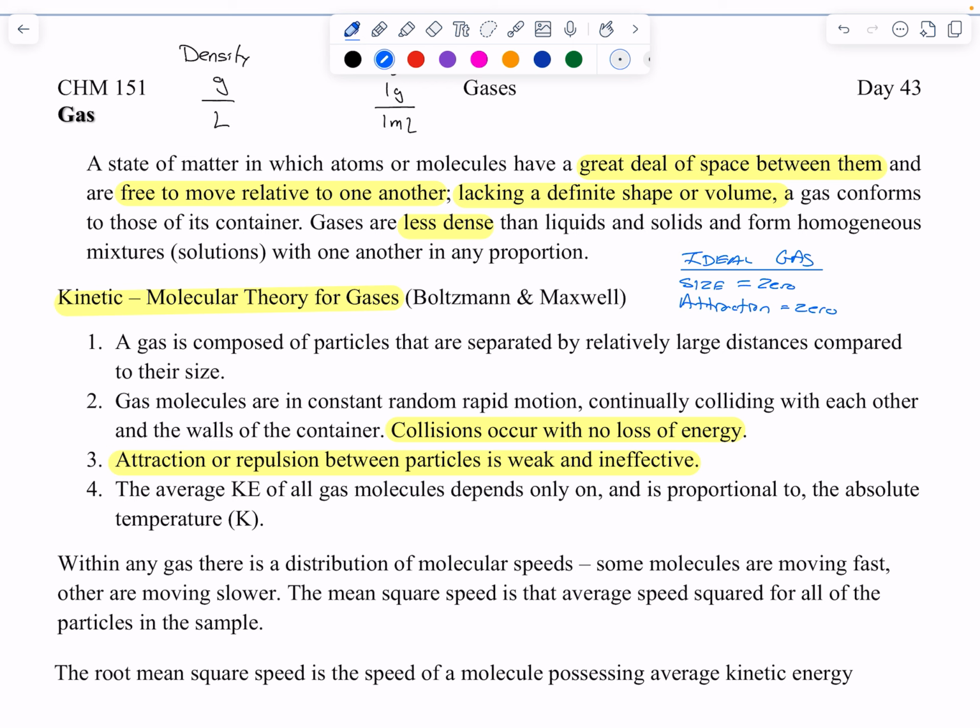Now, the kinetic energy of the gas molecules, the energy, K equals 1/2 mv squared. The kinetic energy depends upon and is proportional to the temperature in Kelvin. So the Kelvin temperature is a measure of their kinetic energy.